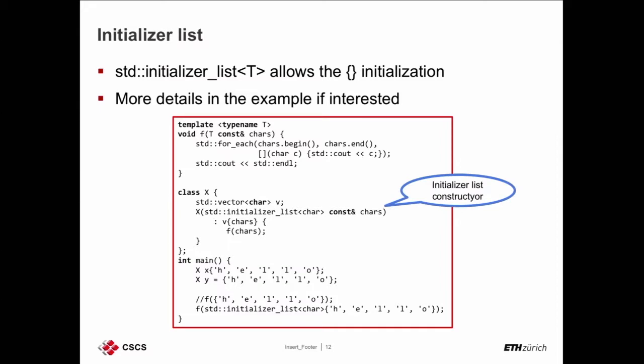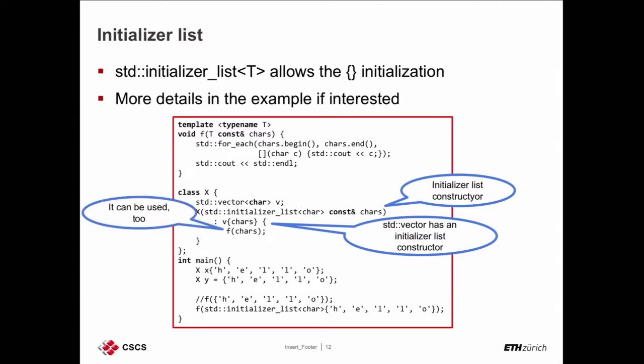So this is called an initializer list constructor. std::vector has an initializer list constructor, so we just pass it and it will construct the vector. And also I can use this std::initializer_list for other things.